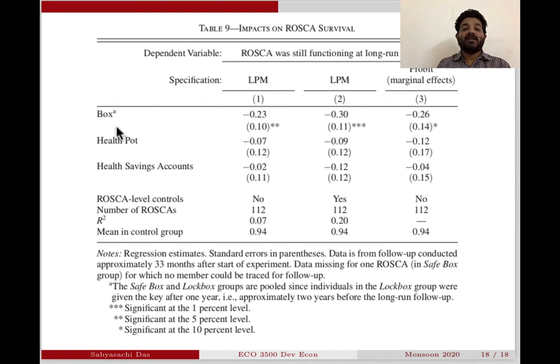So basically what they're finding is that the rosters that were treated with the safe or lockbox treatment, 3 years after, are less likely to be still functional, right? So they find that there's a 23 to 30 percentage point lower probability, in the linear probability model regression, that these rosters are still functioning. Basically, individuals find that they're able to save on their own, and therefore they no longer need to rely on these savings collectives. However, the health pot and health savings account use the ROSCA structure as part of the treatment, and there they don't find any such fall in probability.